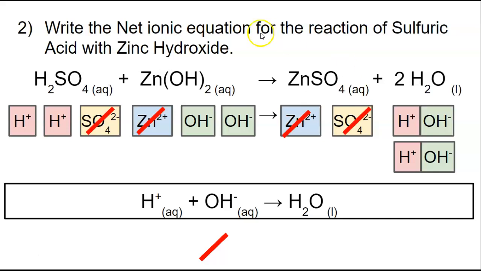One thing you will notice here is that you may be thinking, oh, there should be a coefficient of 2 in front of the H plus and the OH minus and the water, because you have 2 of those ions and 2 waters here. But the thing to remember is that with balanced chemical equations, you use the smallest whole number ratios for the coefficients. So a coefficient of 2, 2, and 2 can be simplified to a coefficient of 1, 1, and 1.